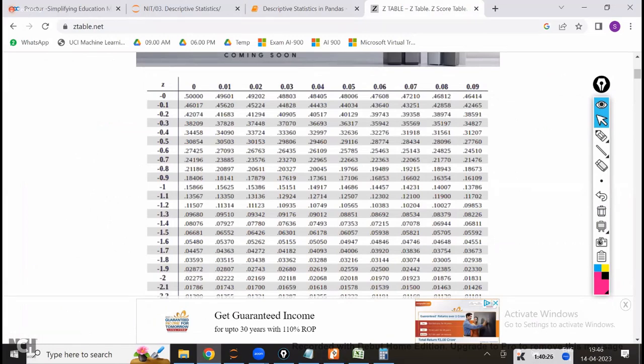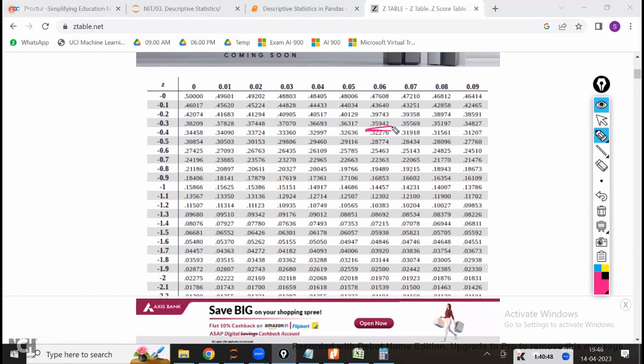0.36. Where is the probability of 0.36? What is the value of 0.36? 0.3838, 363, 369. 0.36 means 0.359, which is almost close up to 2 decimals. This one. What is the Z-score of this one? Minus 0.36 will give the probability of 0.36. Both are giving the same value. Let us not get confused.